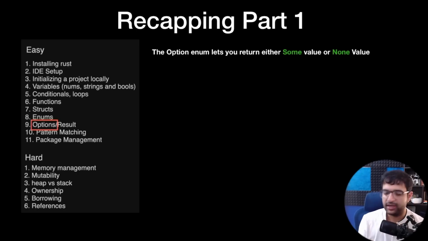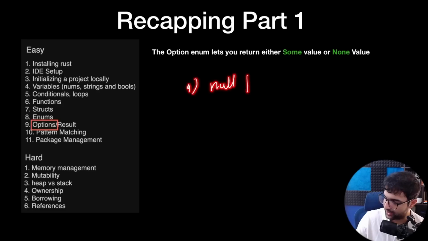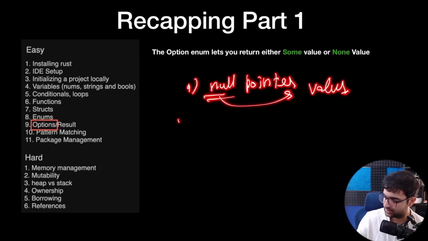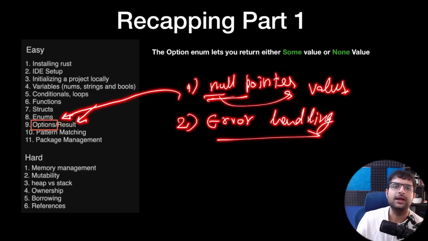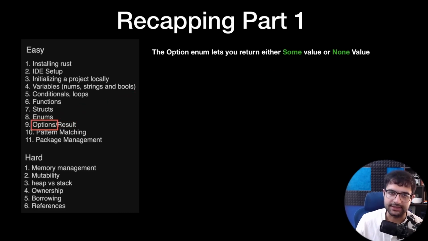Let me give you a TLDR. They are used, number 1, to have null values. I wouldn't call them null pointers, but null values is probably a better way to say it. Null values in Rust. And number 2, for error handling in Rust. Error handling and null values in Rust are done via enums, specifically the option enum and the result enum. Let's go through what both of these are next.